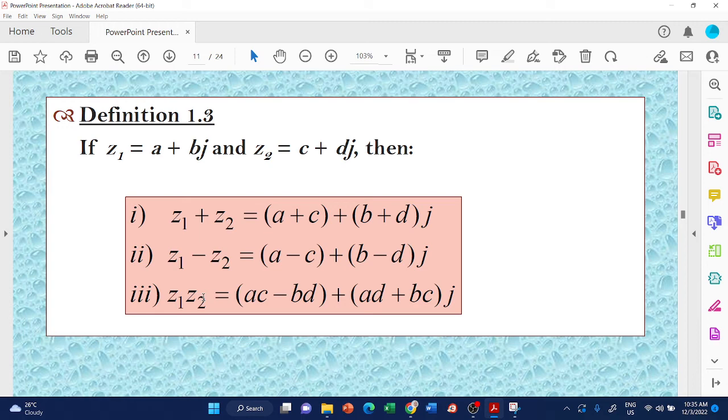Tapi the real application kadang you have to do more than one operation. Maybe here first one you kena add and then you kena multiply. Or else maybe first you have to multiply and then you have to subtract. So there is a series of operations. But basic one is here.